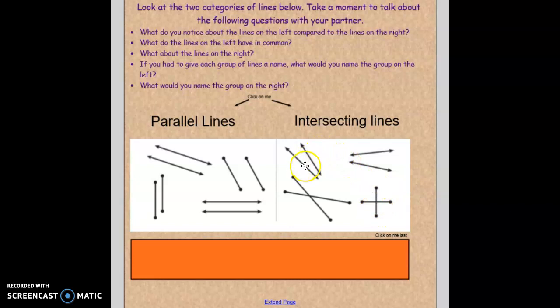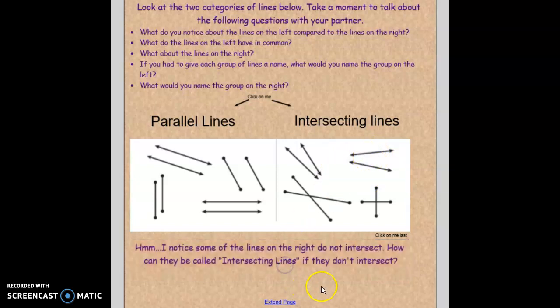These two lines, will they intersect? Yes. What about these two lines? Are they going to intersect? Absolutely. So, I notice that some of the lines on the right do not intersect. So how can they be called intersecting lines if they don't? Well, we can assume that they will eventually intersect because of the directions they're pointing. So, parallel lines, intersecting lines. Let's go on.